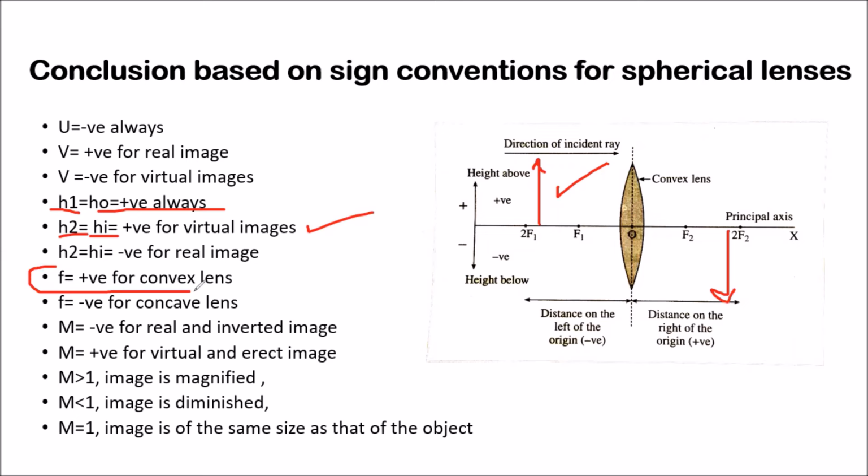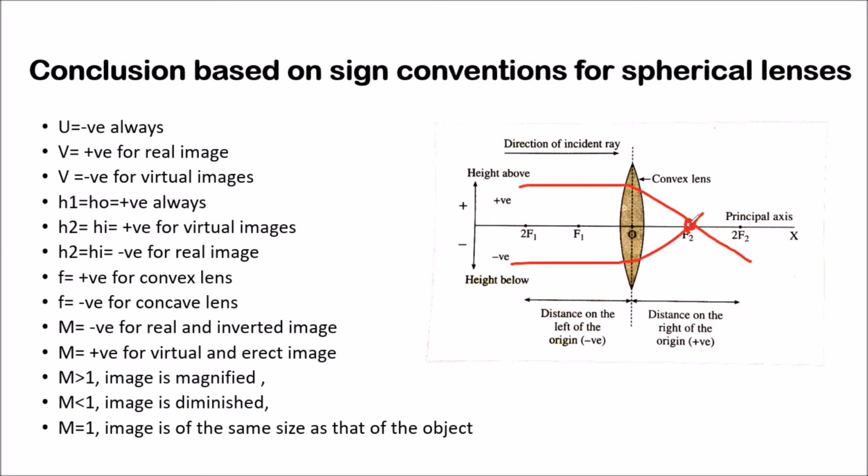Now, this is an important point. Focus for convex lens, because the focus is attained here. You can see, converging lens, focus is on the right side. So focus or focal length is going to be positive for convex lens, and for concave lens it's going to be on the left side, so it is going to be negative for concave lens.